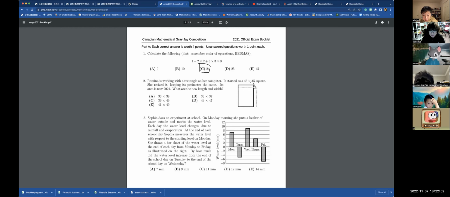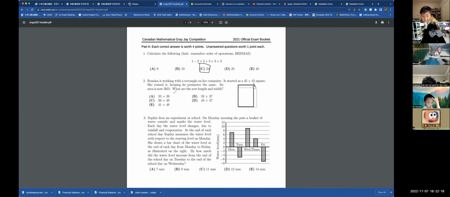Ramina is working with a rectangle on her computer. It started as a 45 times 45 square. She resized it, keeping its perimeter the same. Its area is now 2021. What are the new length and the width? Okay, so let's take a look at this one.